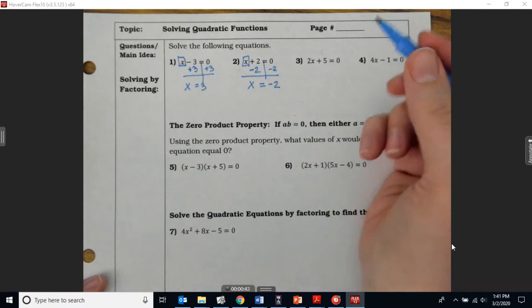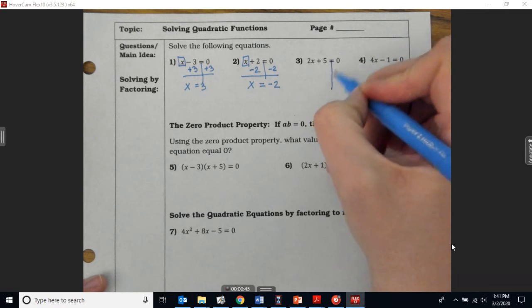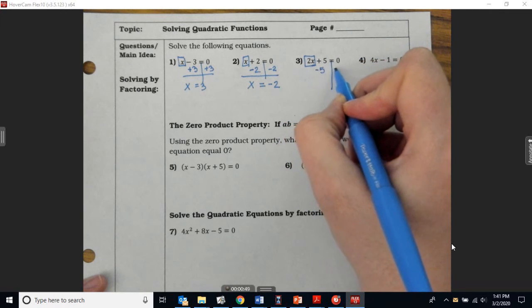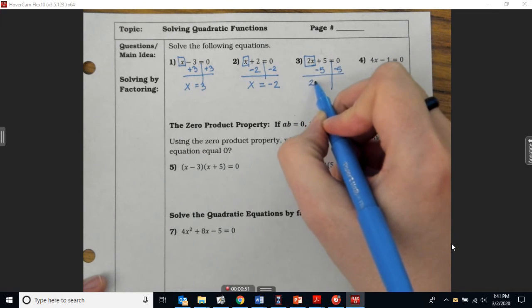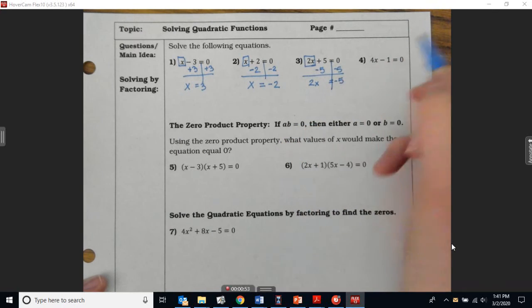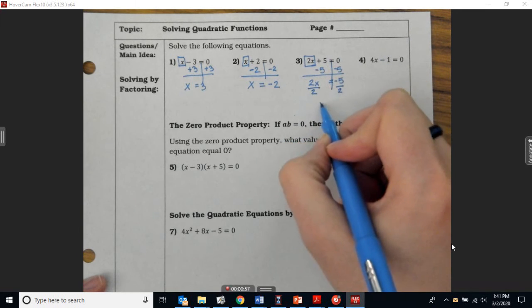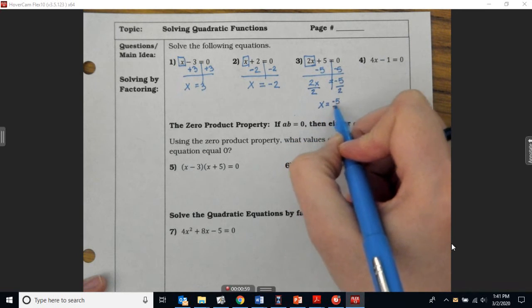And then number 3, we have an extra step here. So we're solving for the x. We subtract 5 on both sides. I get 2x equals negative 5. But then I have something in front of the x, so I divide it away. And I get x equals negative 5 over 2.